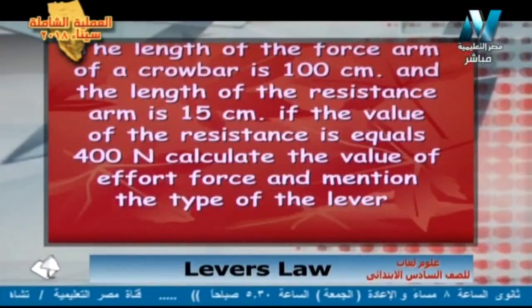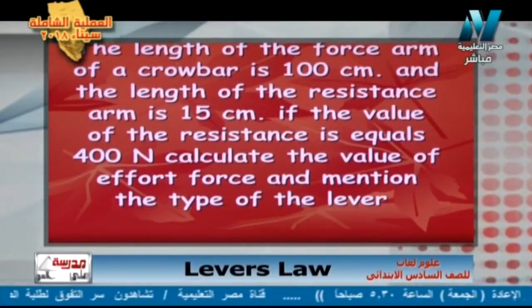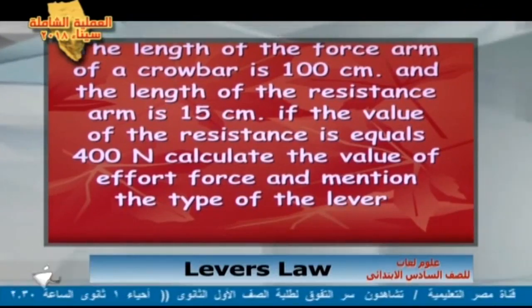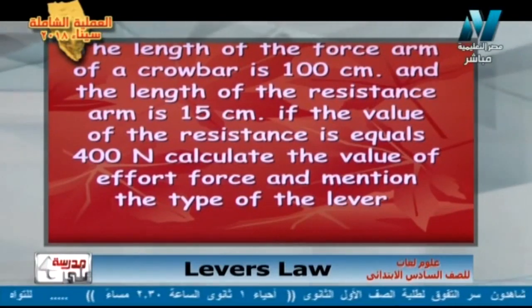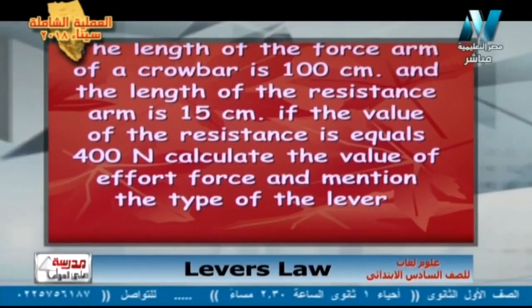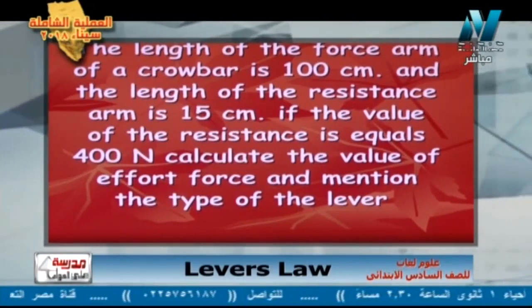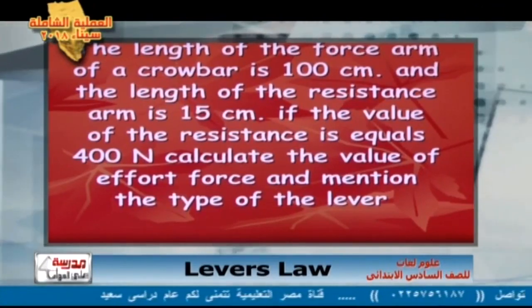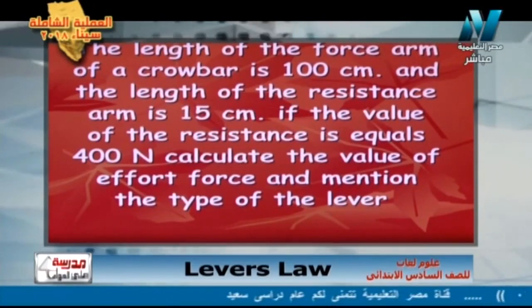So another problem says that the length of the force arm of a crowbar is 100 centimeter and the length of the resistance arm is 15 centimeter. If the value of the resistance is equal to 400 Newton, find the value of the effort force and mention the type of the lever. Here is a completely new question asking me to mention the type of lever. Let's solve the first problem, then learn how to find the type of lever.